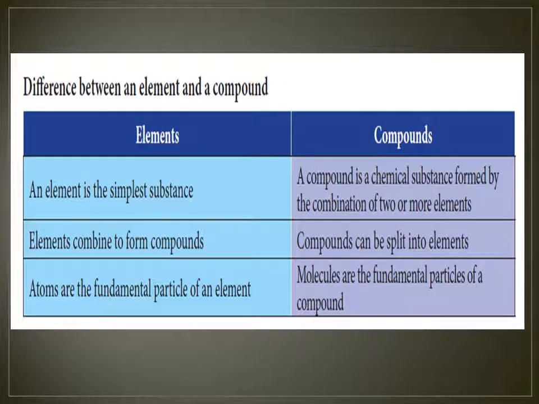Difference between an element and a compound. Element: an element is a simple substance. Compound: a compound is a chemical substance formed with a combination of two or more elements. Elements combine to form compounds. Compounds can be split into elements. Atoms are the fundamental particles of an element. Molecules are the fundamental particles of a compound.